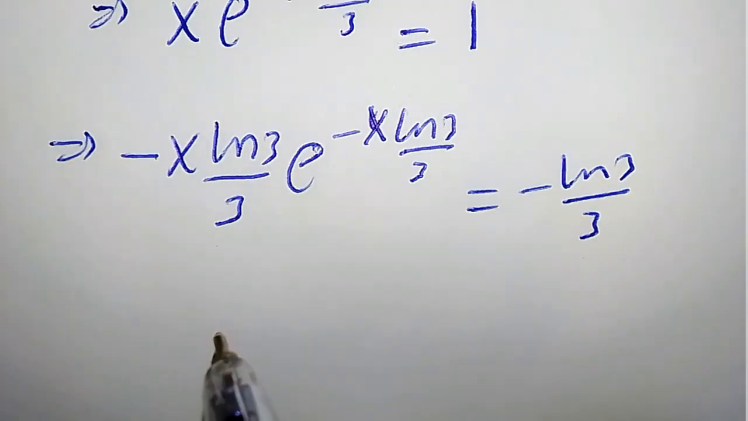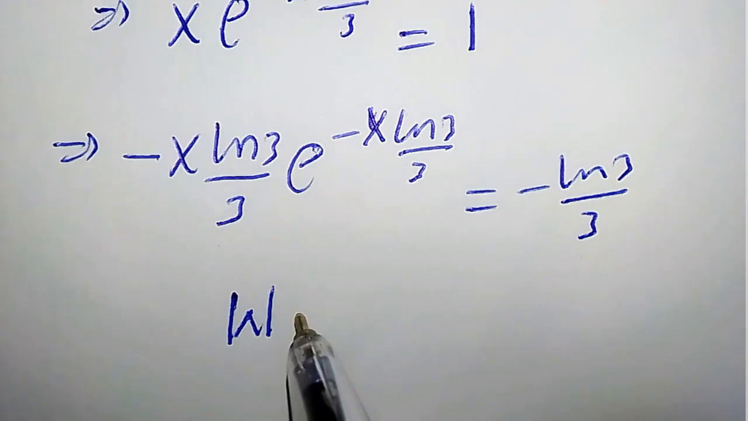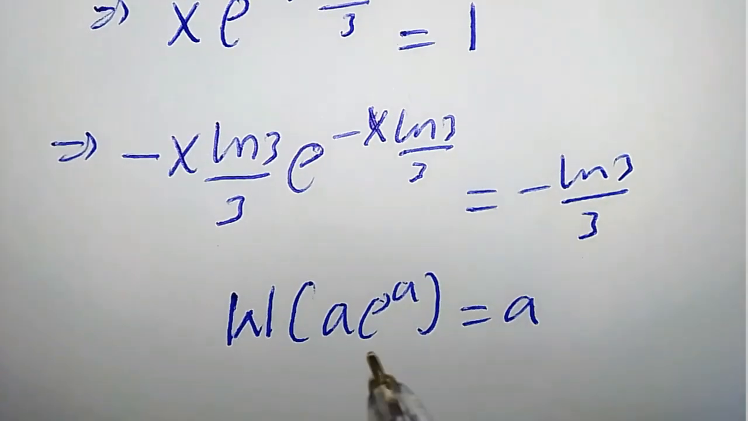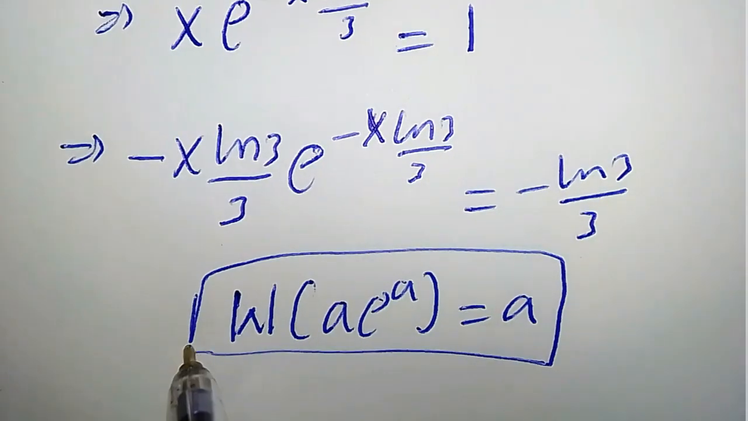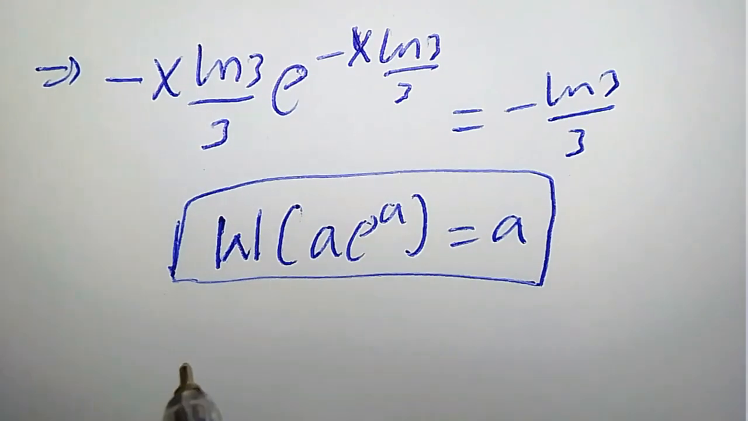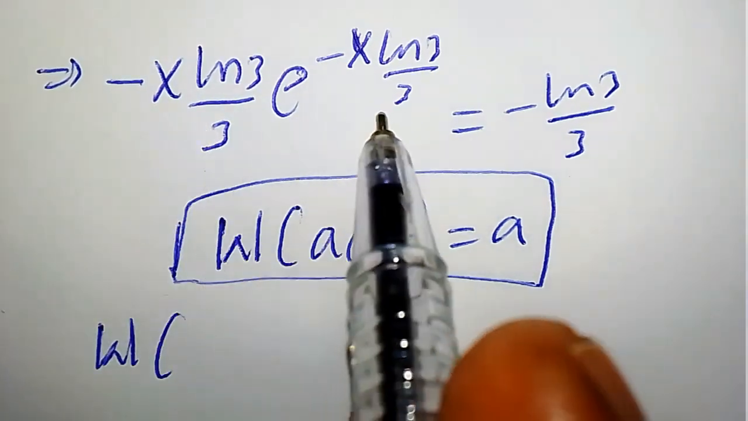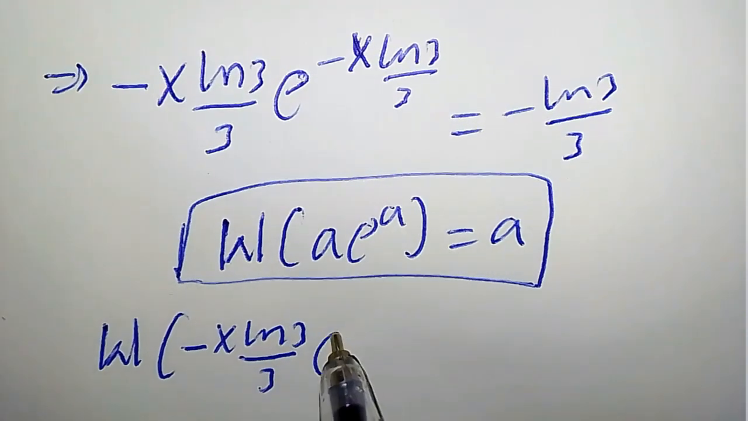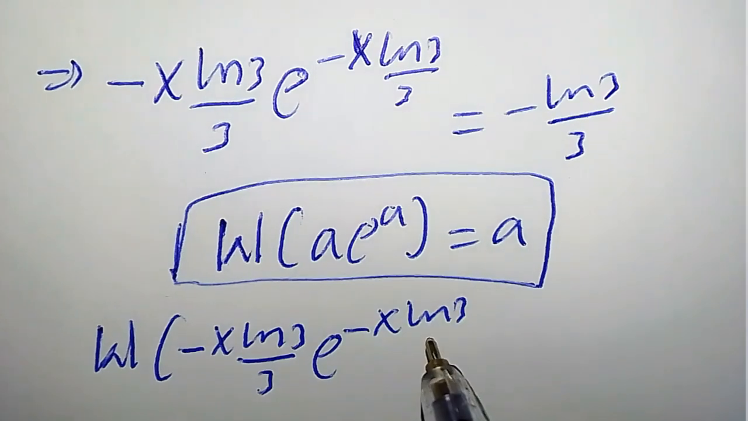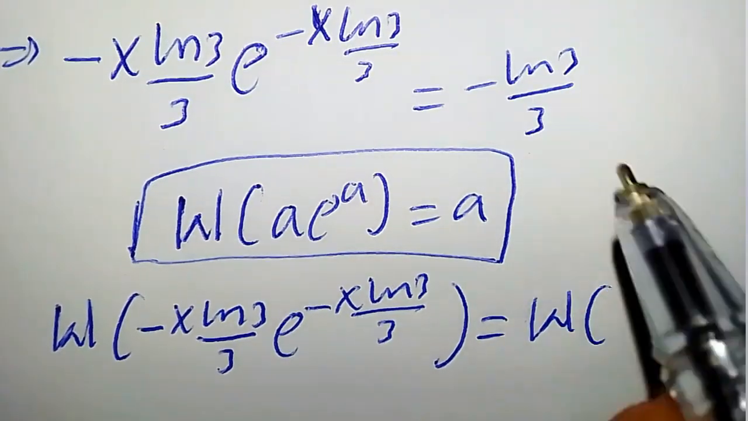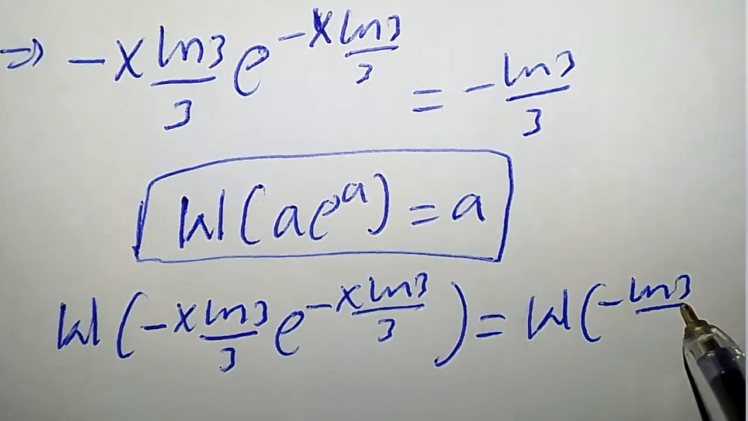At this very stage, we can recall the Lambert W function. It says W of a times e to the power of a is equal to a. Take note of this property. Now, if we take the Lambert W function of both sides, we're going to have W of negative x ln 3 over 3 times e to the power of negative x ln 3 over 3 equal to W of the right hand side, negative ln 3 over 3.